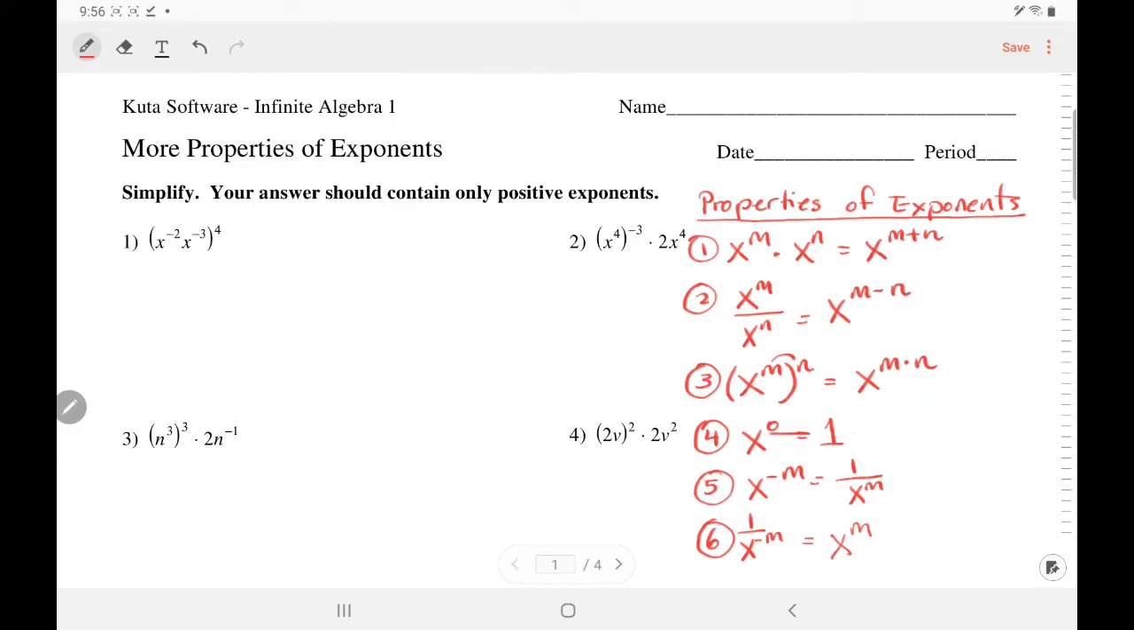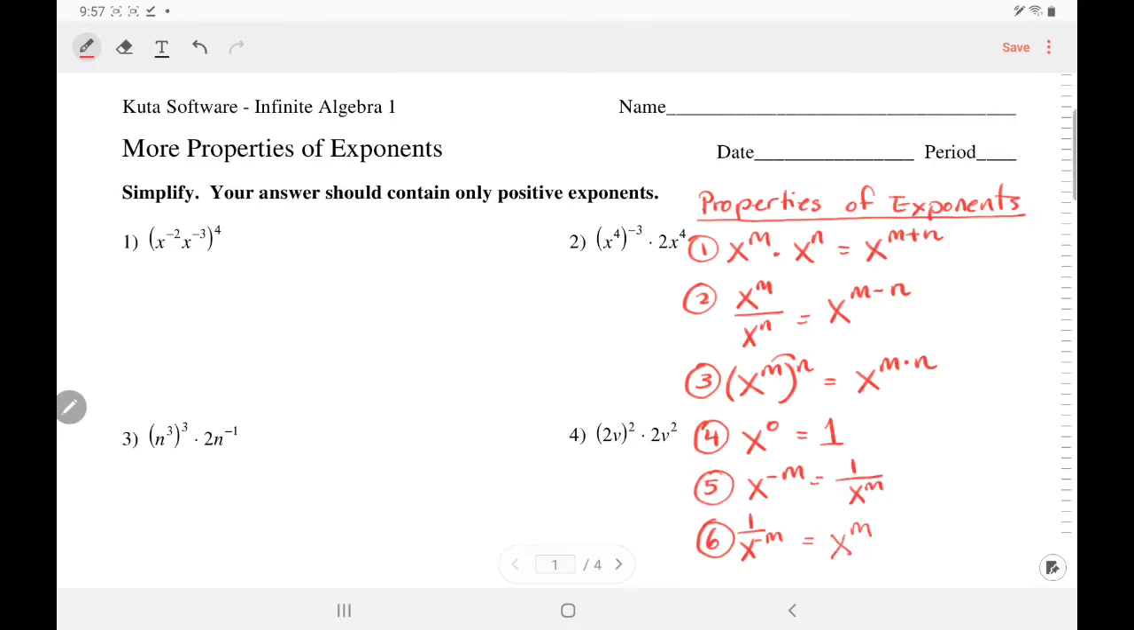Any number to the power 0 is 1. When taking it to a negative exponent, it is reciprocal. So you do 1 divided by x to the m. Notice the negative exponent is now gone. And if the negative exponent is on the bottom, it moves to the top and it is no longer negative.